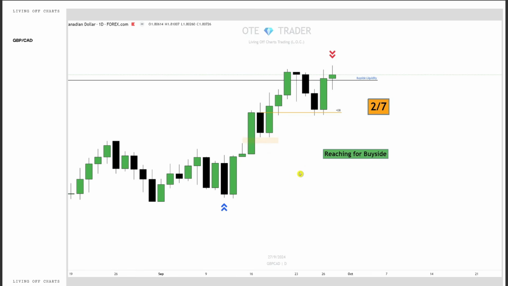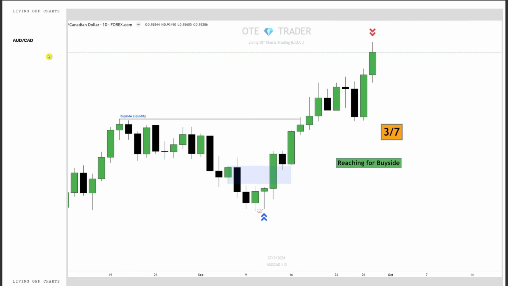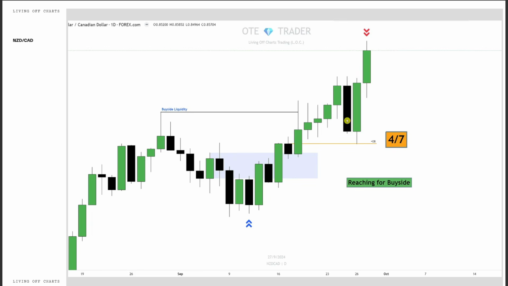Bullish order flow, right? Again, AUD CAD. Starting from here, we have SMT on the lows, violating a bearish array. We're reaching for buy side. This is the end candle, by the way. Again, here, this is the end candle. We start from here, pushing through the bearish order block here. We're reaching for buy side, 4 out of 7.